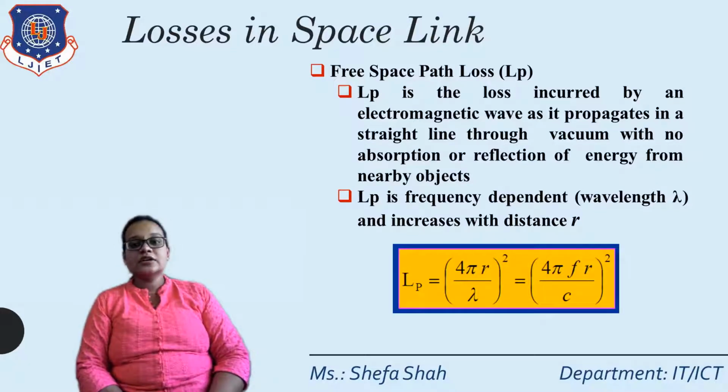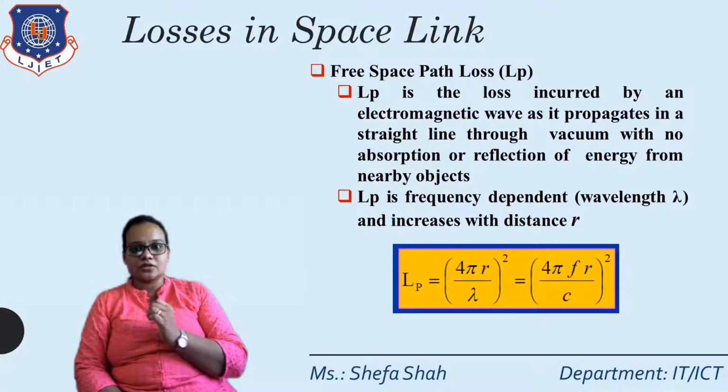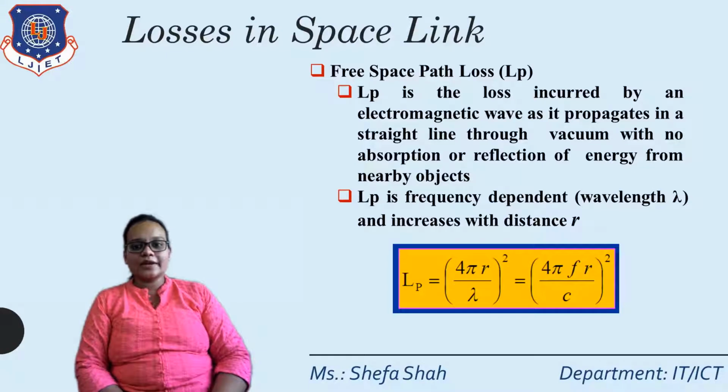Now first, that is the free space path loss, which is denoted by LP. In the last session, we derived the Friis transmission equation based on the path loss. In that, we discussed the denominator term in the Friis transmission equation, that is (4 pi r divided by lambda) whole square. That is called the path loss. The path loss is a loss occurred by an electromagnetic wave as it propagates in a straight line through a vacuum with no absorption or reflection of energy from nearby objects.